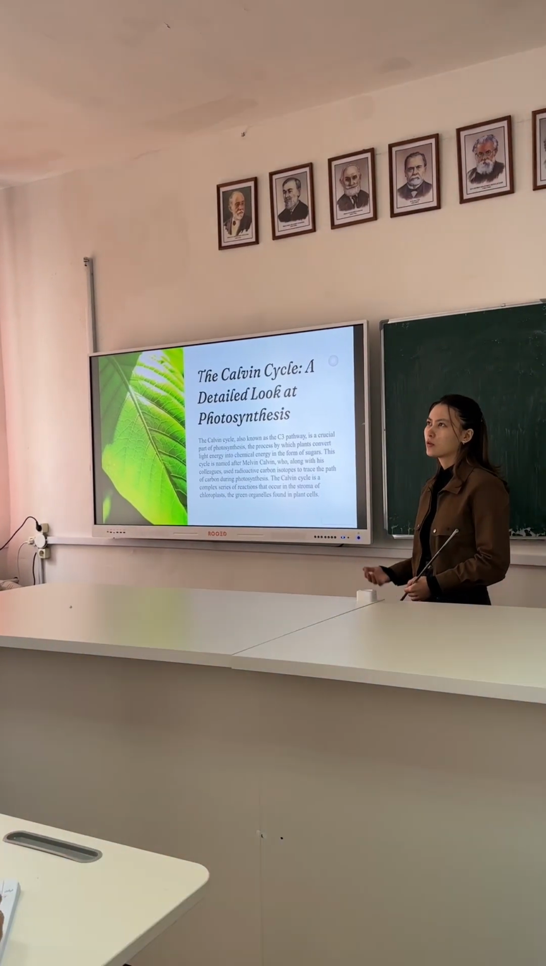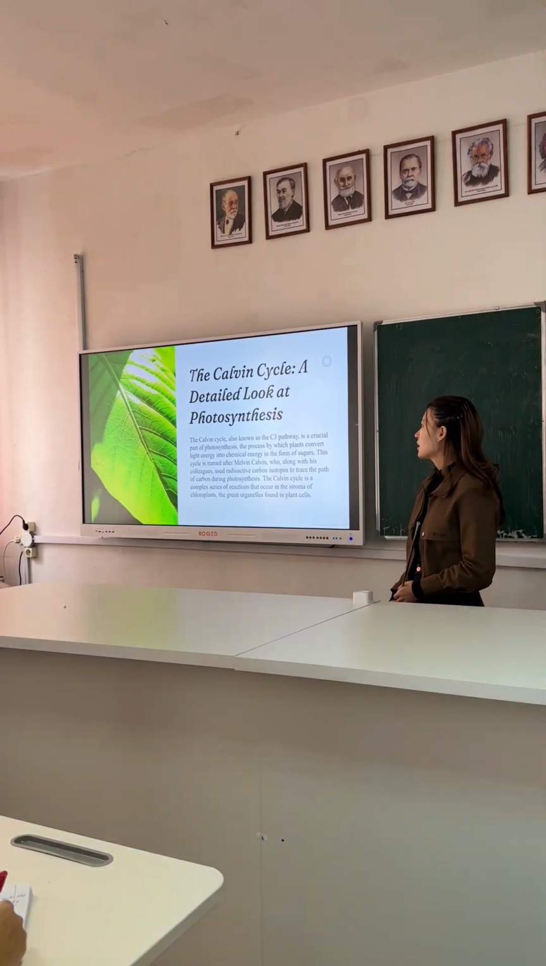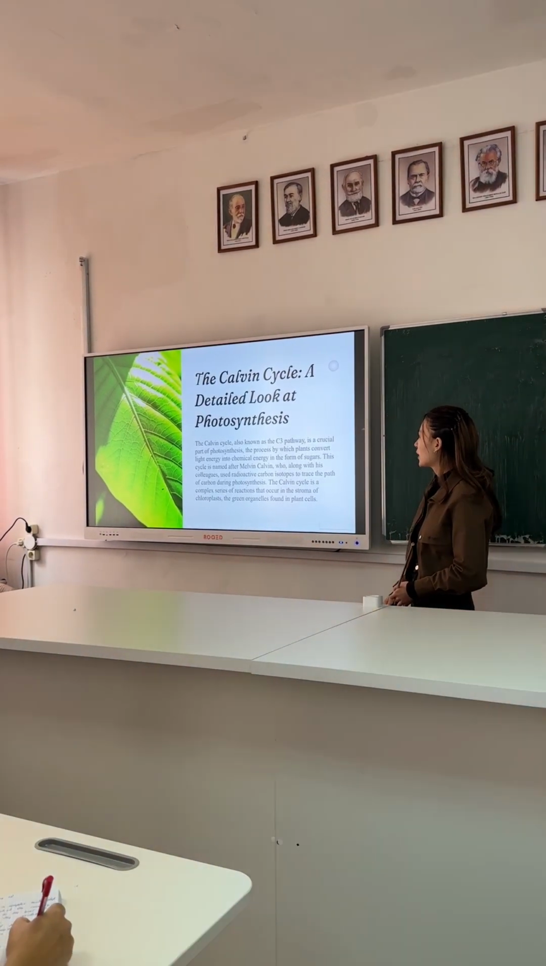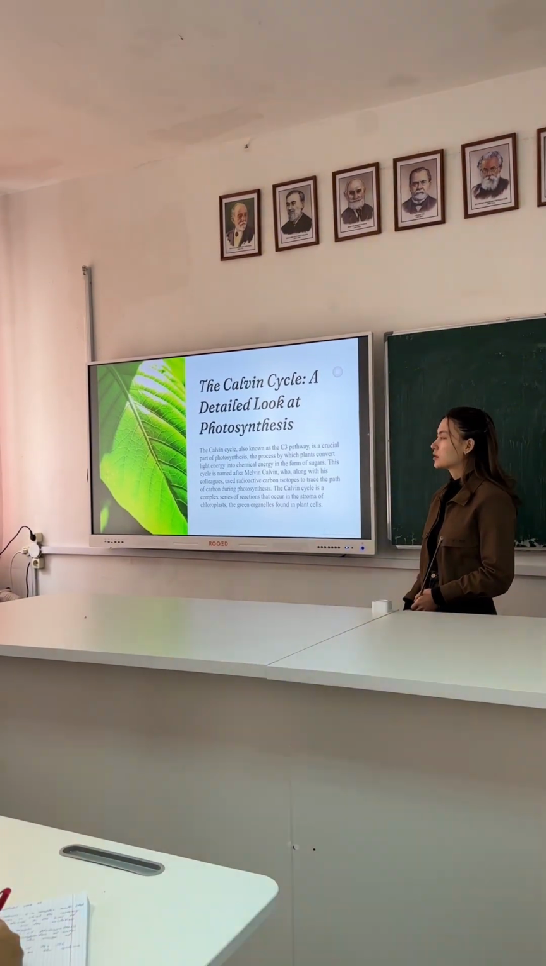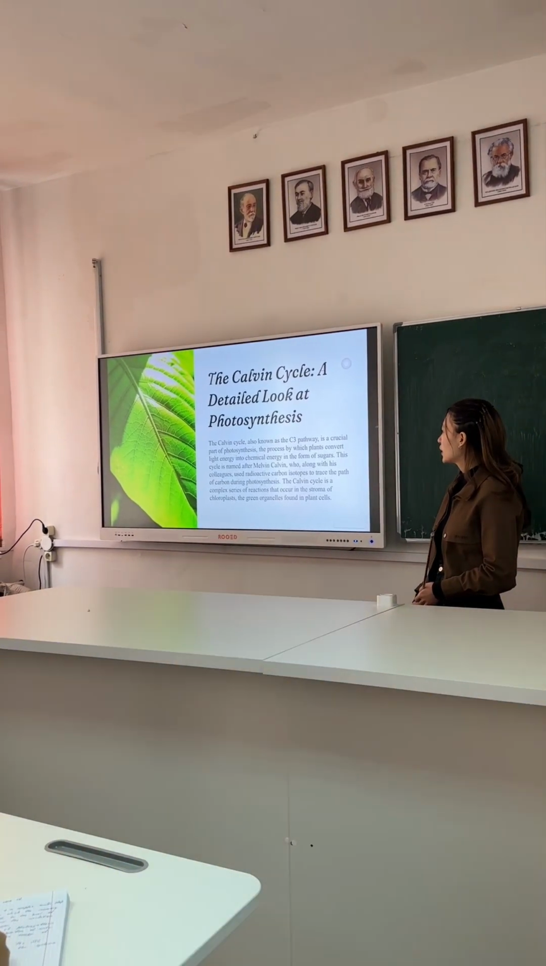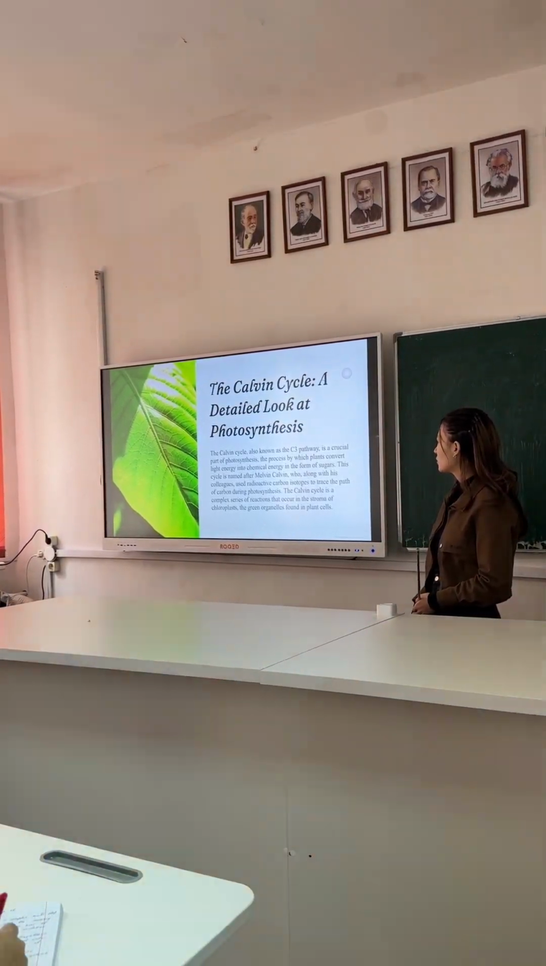Photosynthesis, or the dark phase of photosynthesis. The Calvin cycle, also known as the C3 pathway, is a crucial part of photosynthesis. This is the process by which plants convert energy into chemical energy in the form of sugars.